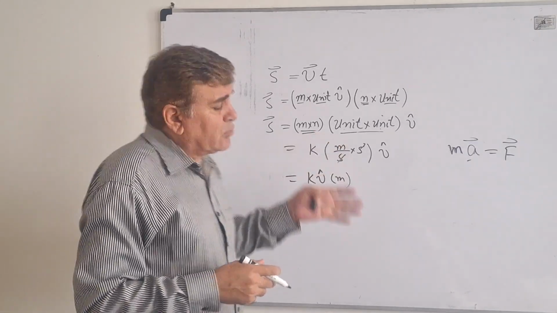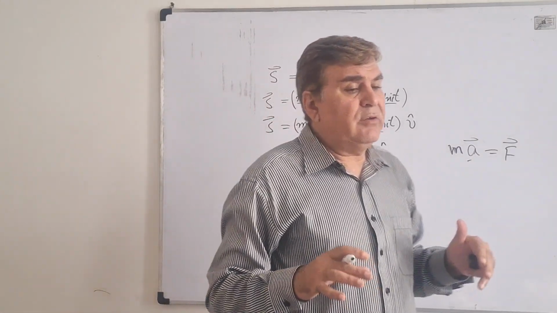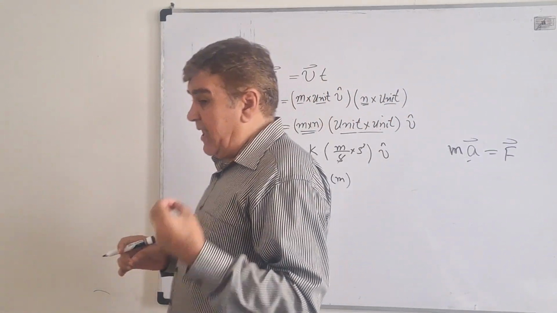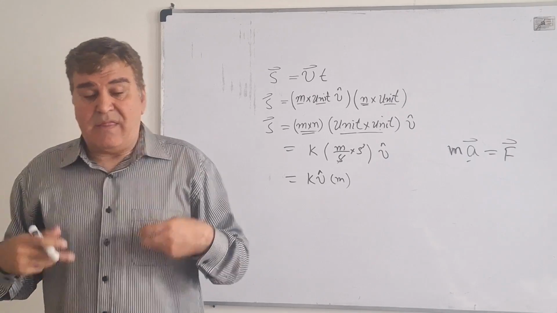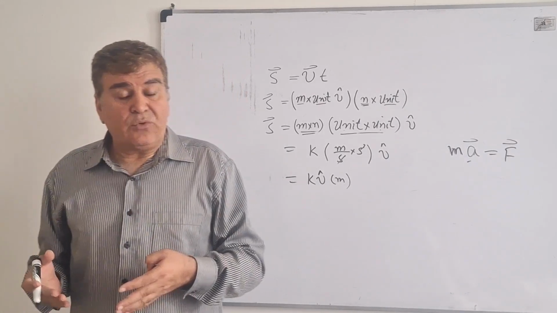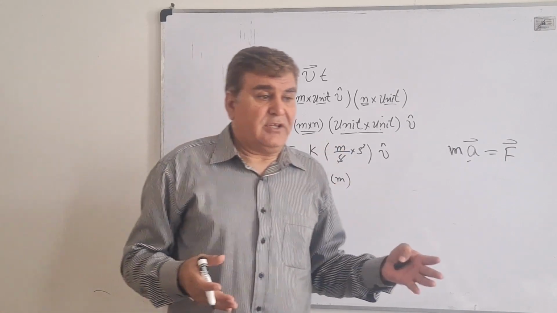In fact, I want to conclude this, that when we multiply a scalar with a vector quantity, the scalar changes the nature of the vector quantity. It changes one vector quantity to another vector quantity.